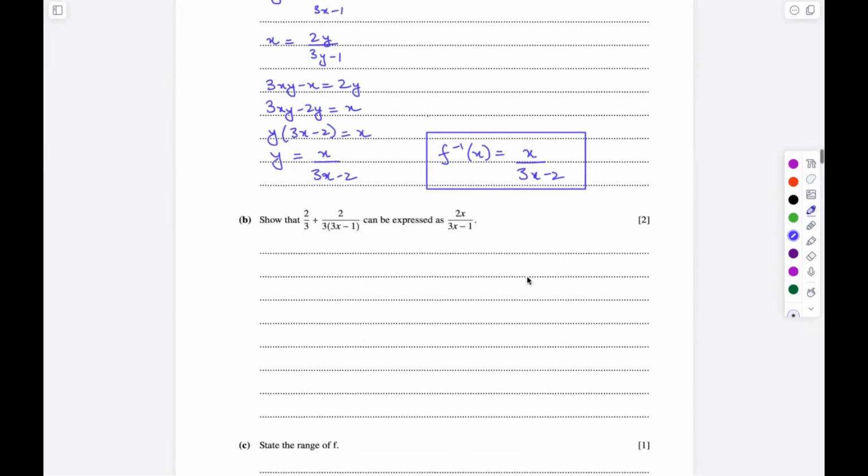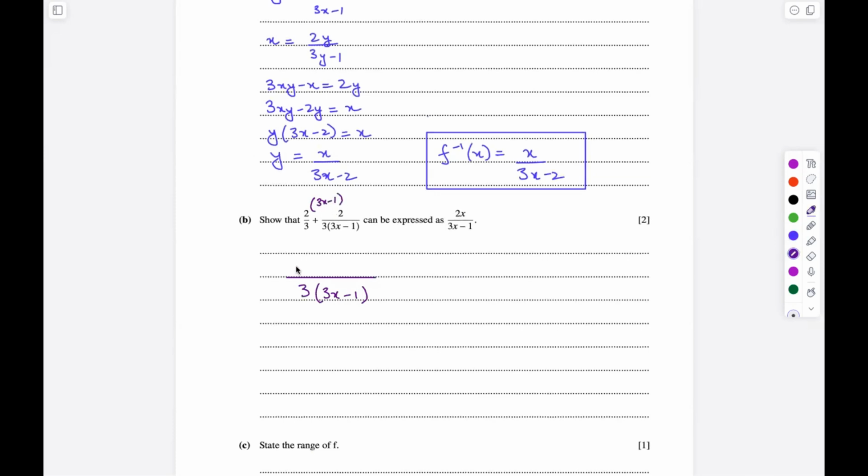In part B, it says show that 2 upon 3 plus 2 upon 3 into 3x minus 1 can be expressed as 2x upon 3x minus 1. So in the first step, we can take the LCM. So the LCM will be 3 and 3x minus 1. So this 3 will multiply by 3x minus 1. So this 2 will also multiply by 3x minus 1.